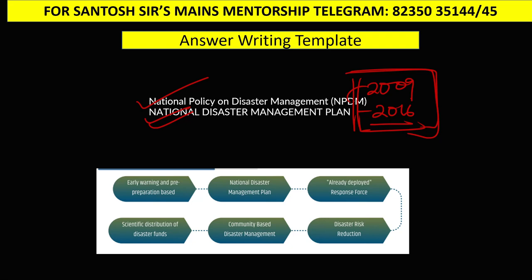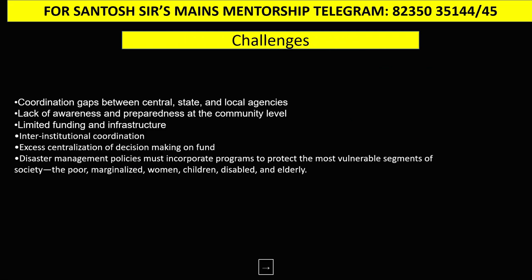Further, guys, you see here, now we have early warning, a pre-disaster preparation based approach, the National Disaster Management Plan, response force, disaster risk reduction as the focus, community-based disaster management, and scientific distribution of disaster funds. In the end, what are the challenges in disaster management? This also you need to remember, because in every answer you have to give some of the criticisms also about India's disaster management overall approach.